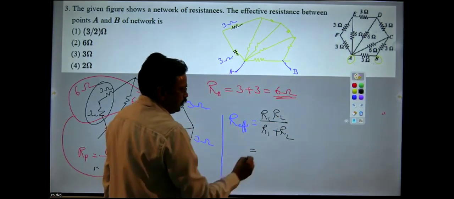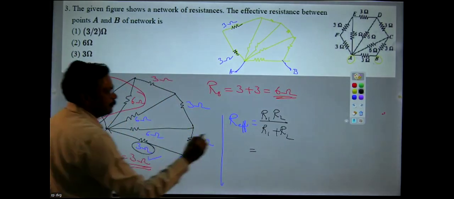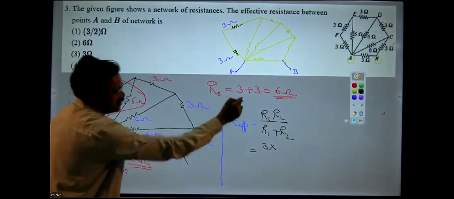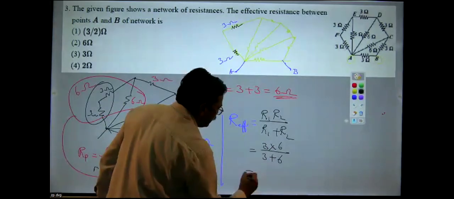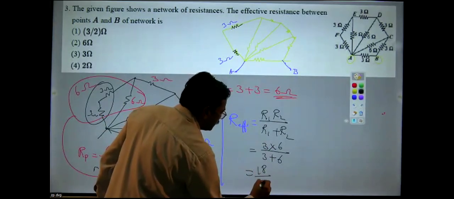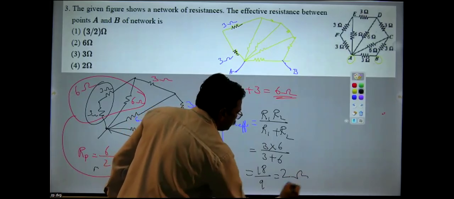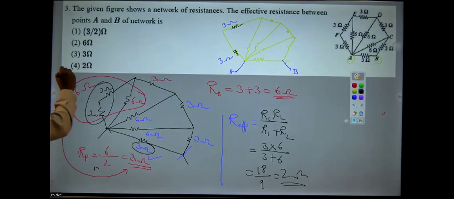So R effective will be equal to R1 R2 by R1 plus R2. This is 3 and what we have obtained by reducing all this is 6. So it is 3 into 6 by 3 plus 6. 3 into 6 is 18. 3 plus 6 is 9. So equivalent resistance will be equal to 2 ohm. So for this question, the answer is 2 ohm. Option 4 is the right answer.